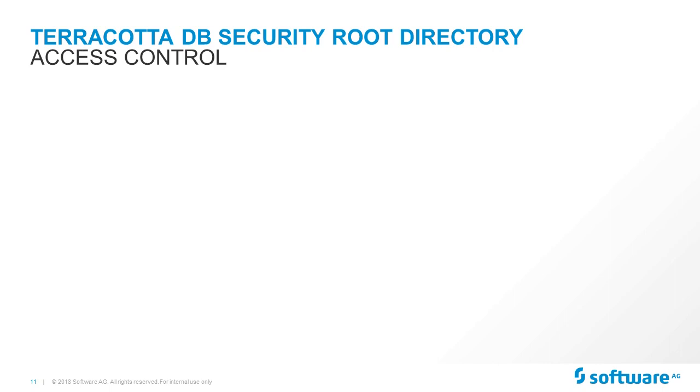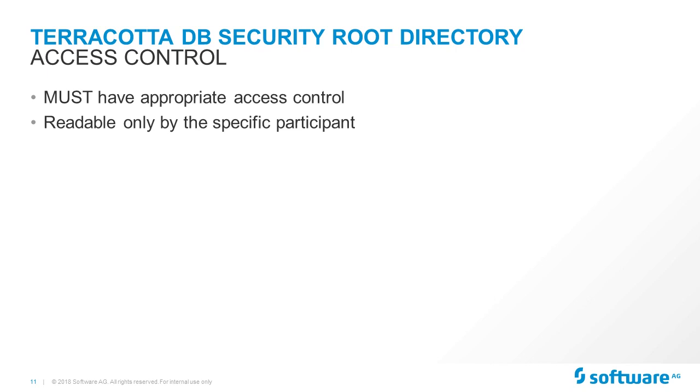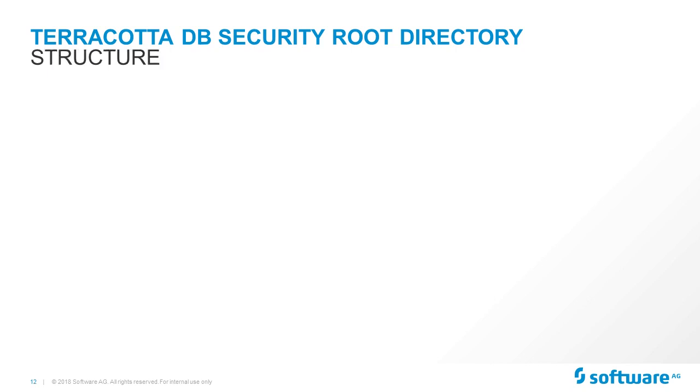The security root directory must have appropriate access control. It should only be accessible by the participant with the corresponding identity. The security root directory has two subdirectories: Trusted Authority, which holds trust stores containing trusted root certificates, and the Identity directory, which holds key stores containing the certificates to identify that participant.